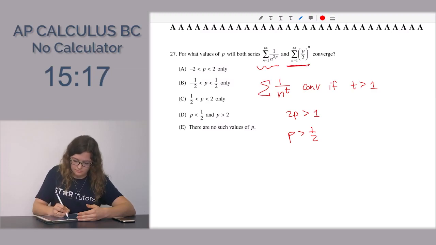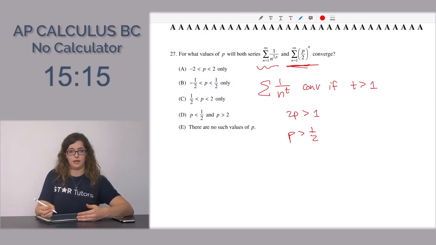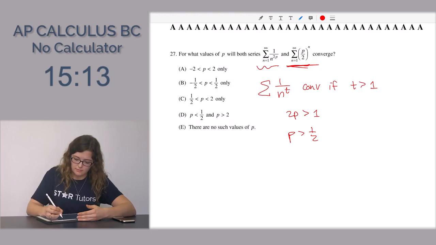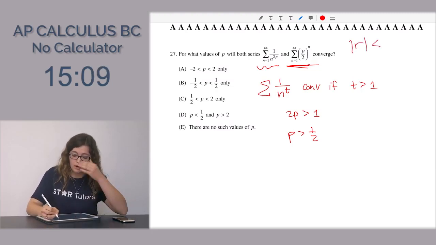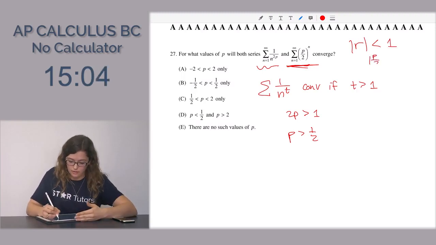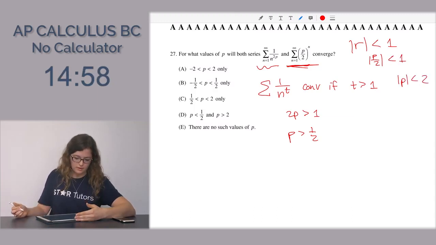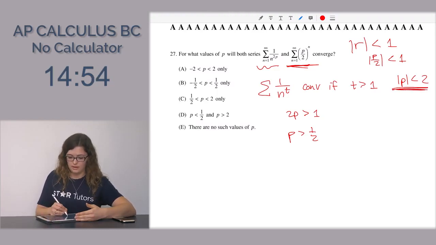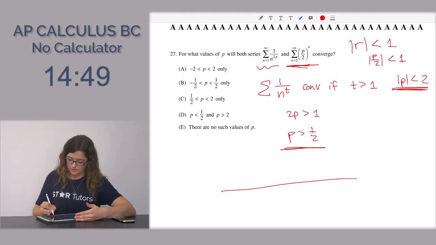For the other one, this is a geometric series. Geometric series converge if, like I said before, their ratio has absolute value less than 1. So here I need the absolute value of p over 2 to be less than 1, which means I need the absolute value of p to be less than 2. So I'm trying to find where both the absolute value of p is less than 2 and p is bigger than 1/2.